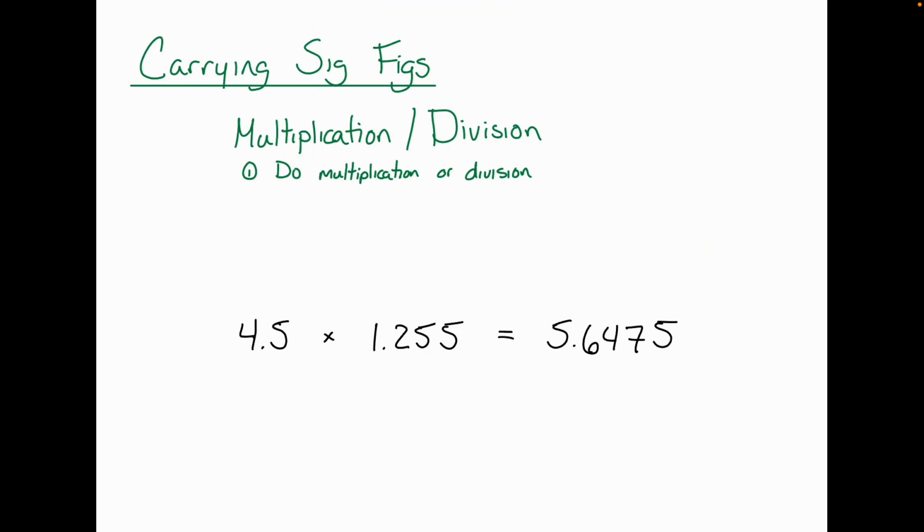All right. After we do the math, now we're going to go back and we're going to worry about our sig figs. So what we're going to do is count the number of sig figs in each of our inputs. By the inputs, I mean the numbers that you punched into your calculator to get your answers. So the 4.5 and the 1.255, those are my two inputs. So everybody take a second and tell me how many sig figs there are in 4.5 and how many sig figs there are in 1.255, right? Step one for carrying our sig figs is counting the number of sig figs in our inputs.